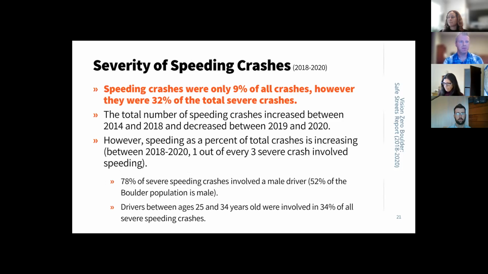So in terms of speeding, this was a trend that we did see has increased a little bit in the most recent 3-year period. And really now what we find is that one out of every 3 severe crashes involve speeding. And you can see in terms of the demographics, it's really the younger male drivers that are involved in speeding crashes. Next slide.